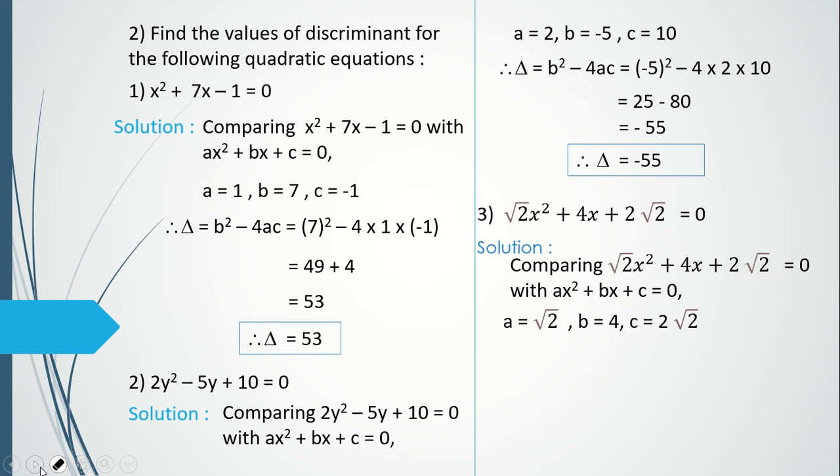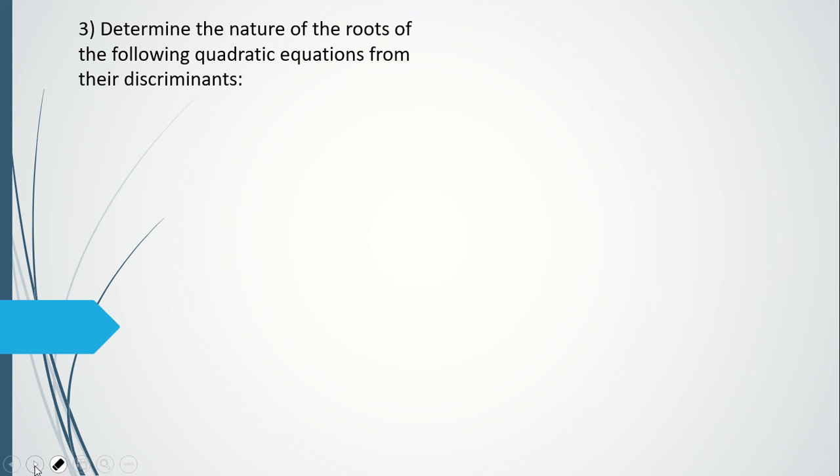Okay, just solve substituting. b square means 4 square minus 4 a c. a is root 2, c is 2 root 2. So 4 square is going to be 16 minus, this is ac, root 2 into root 2 is 2. 2 2s are 4 and 4 4s are 16. 16 minus 16 is 0. So delta is 0 in that case.